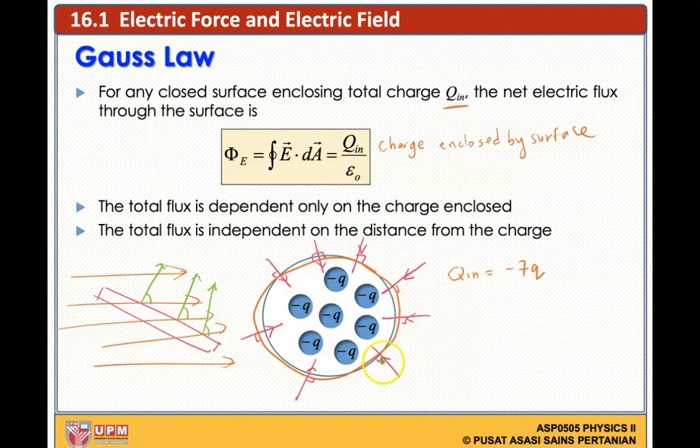This is for an enclosed surface. I want to know what are the electric field lines going through this surface, and it is given by Q in over epsilon naught. Electric flux is proportional to Q in. So the bigger your Q in is, the more charges that you have inside your surface, the bigger the electric flux.